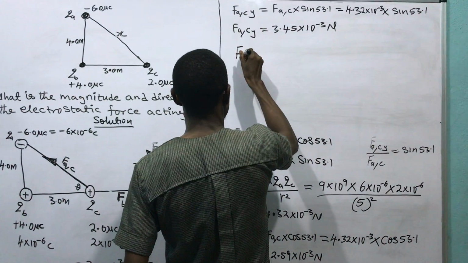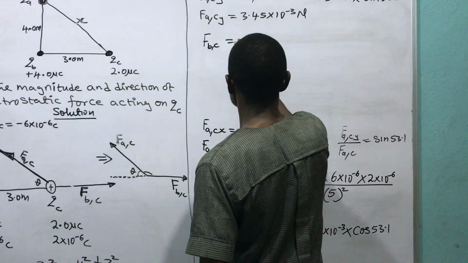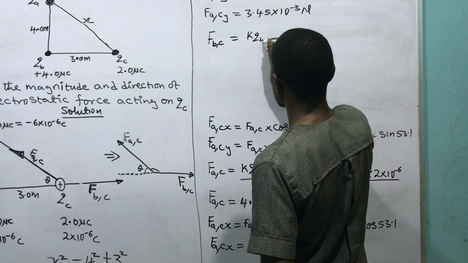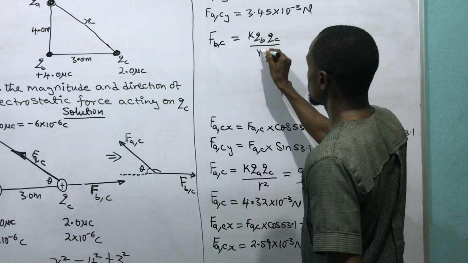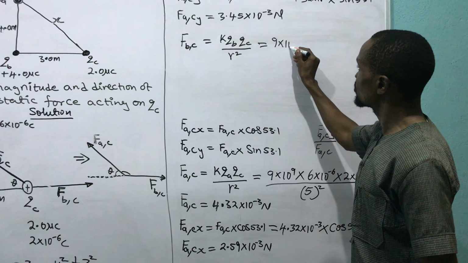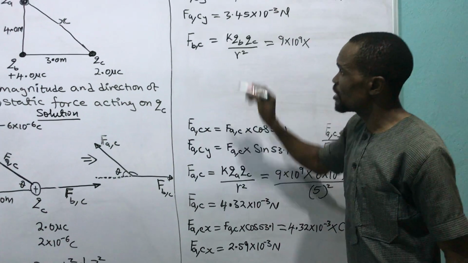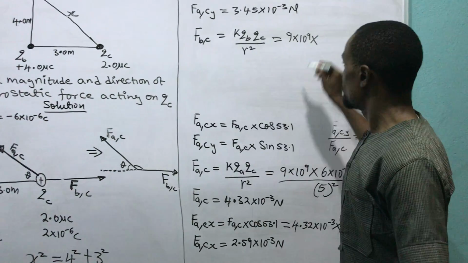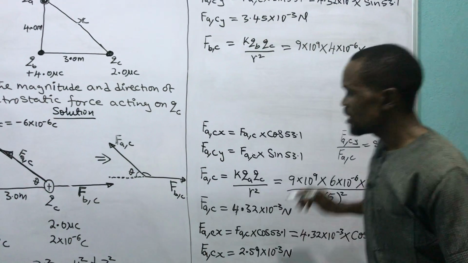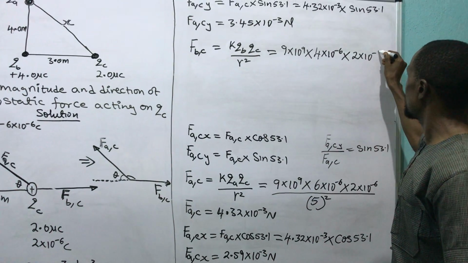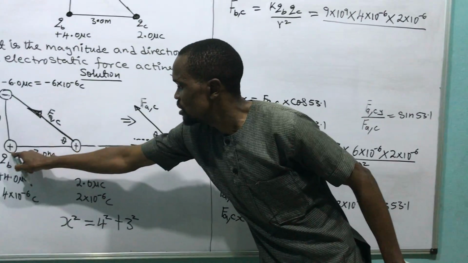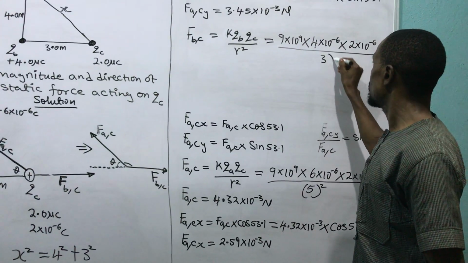We said FBC is equal to, no, that is our constant K, times QB times QC, all over r squared, the distance of separation. Then that gives me 9 times 10 raised to power 9 times QB, which is 4 times 10 raised to power minus 6, times QC, which is 2 times 10 raised to power minus 6, divided by the distance of separation. Look at it, the distance of separation between this and this is 3, all squared.